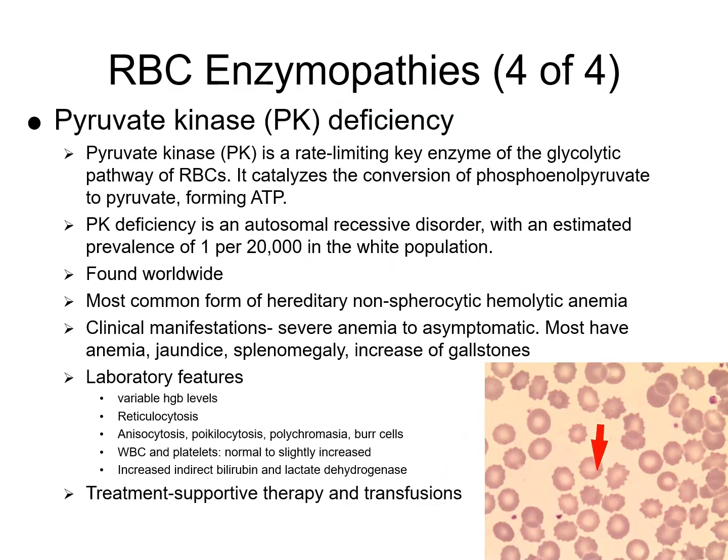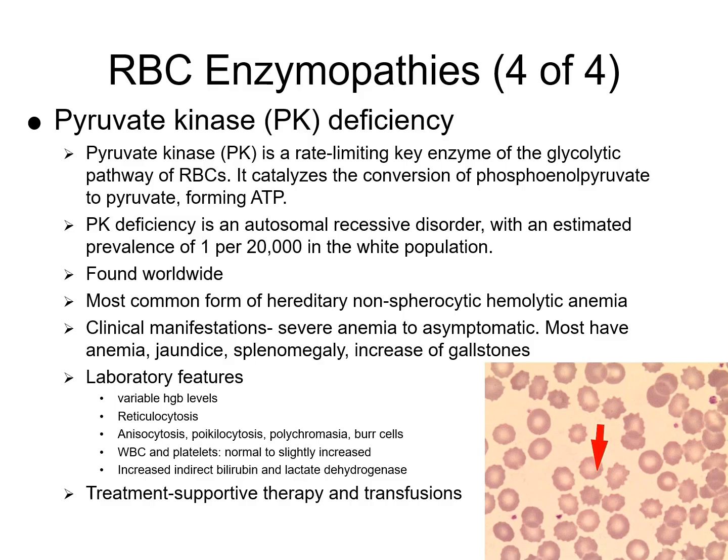Pyruvate kinase deficiency. Pyruvate kinase is the rate-limiting enzyme in the glycolytic pathway of the red blood cells. It catalyzes the conversion of phosphoenolpyruvate to pyruvate, generating ATP, which is essential for red blood cell energy and survival. It is an autosomal recessive disorder, found in about 1 in 20,000 in the white population, and it is found worldwide. For significance, it's the most common form of hereditary non-spherocytic hemolytic anemia.